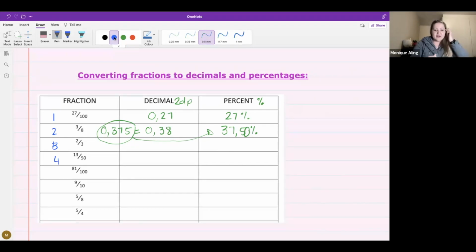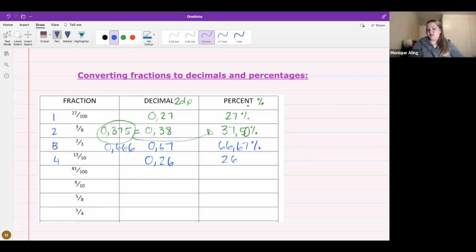Okay, then let's quickly look at the next one. You should have gotten a decimal of 0.67, but that is it rounded. It is 0.666, I think it was. Times that by 100 gives you 66.67%. And then number 4, decimal form 0.26, and the percentage is 26%.